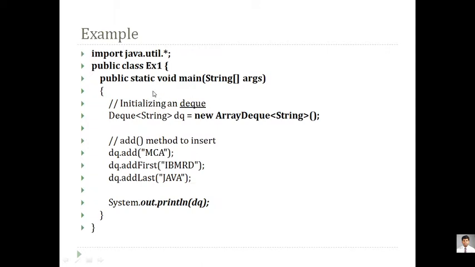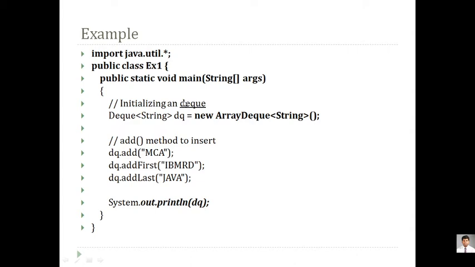We'll go into execution of this, but first we'll go over exactly how it is created. As you know, Deque and ArrayDeque are classes and interfaces which are present in the util package. So first, you have to import the util package. Then a public class, the name I have given is Ex1, example one, and I have written public static void main, String array with args as an argument.